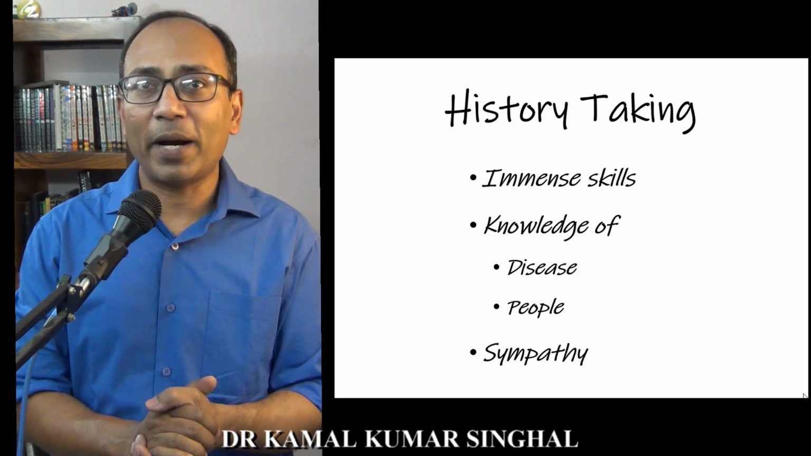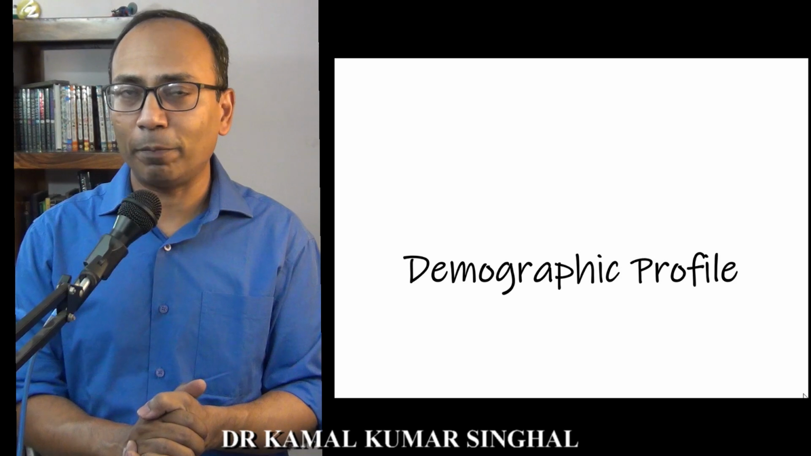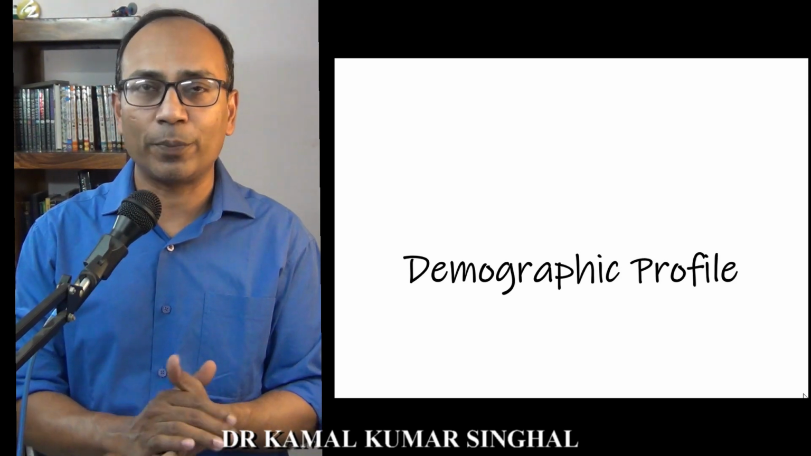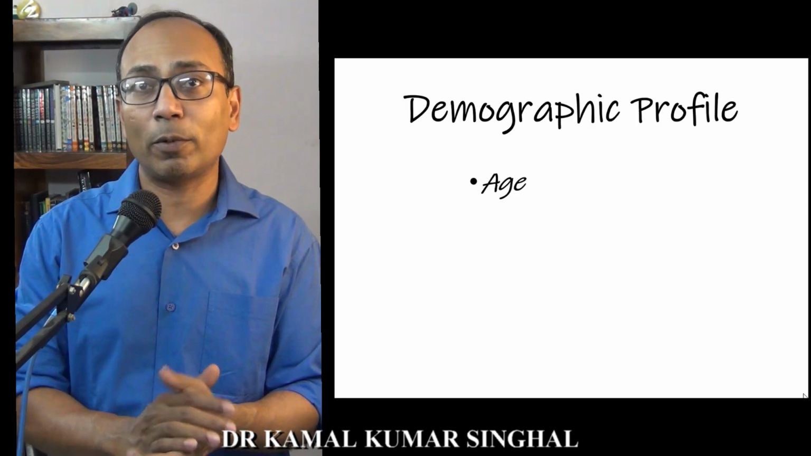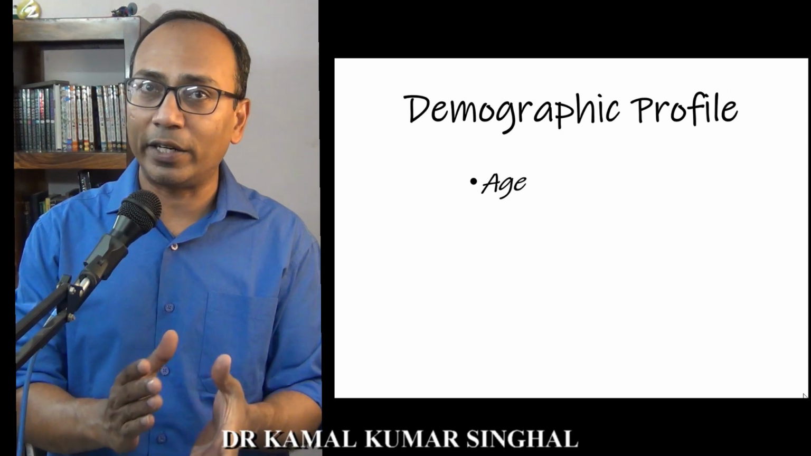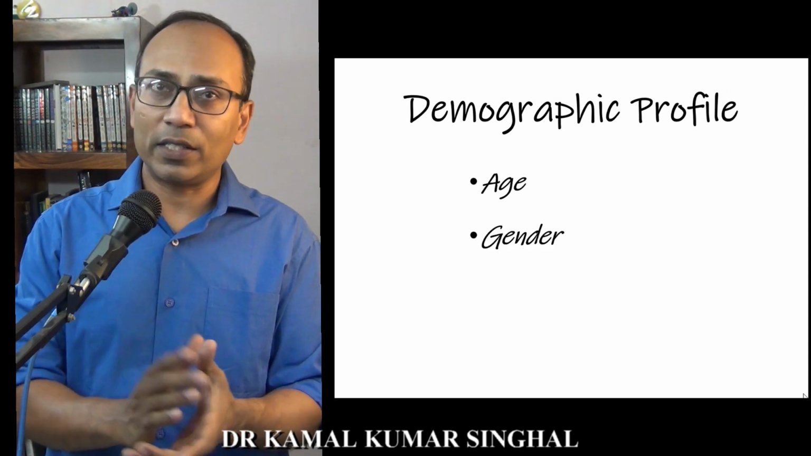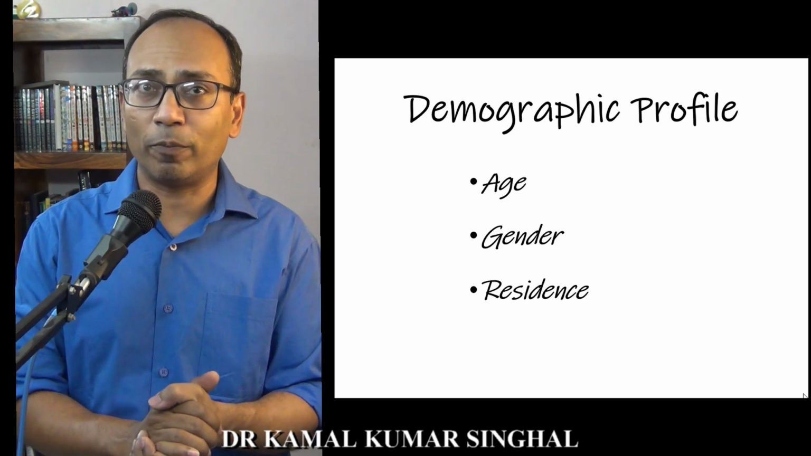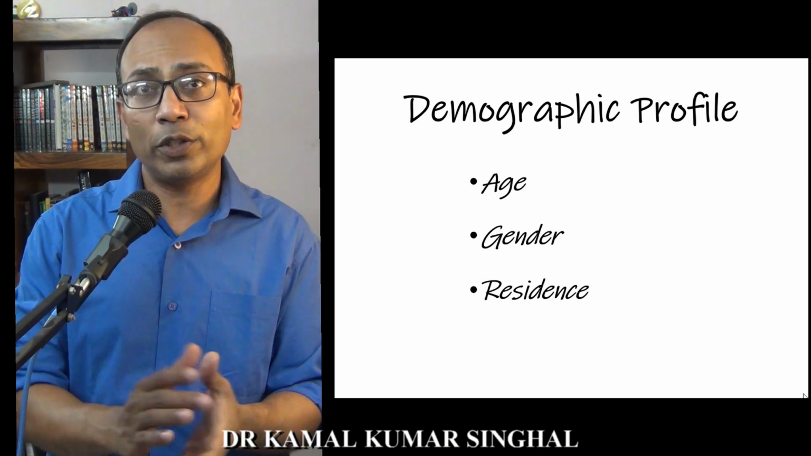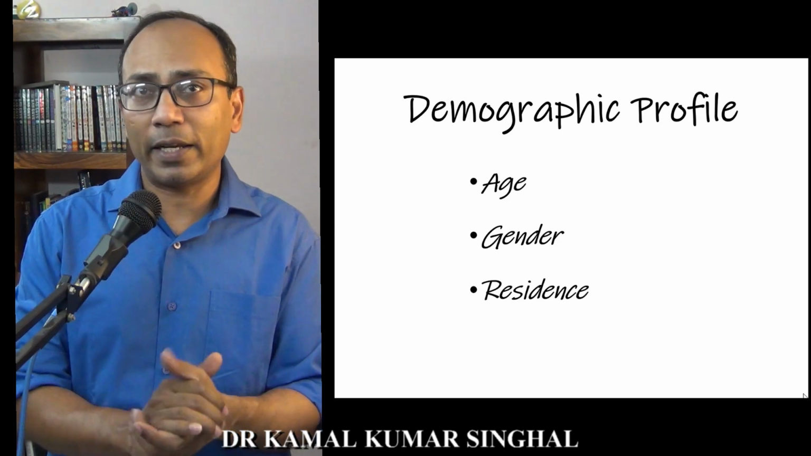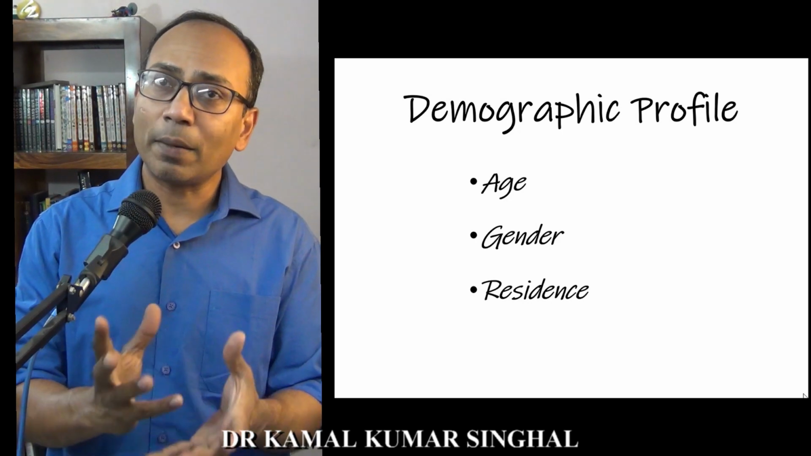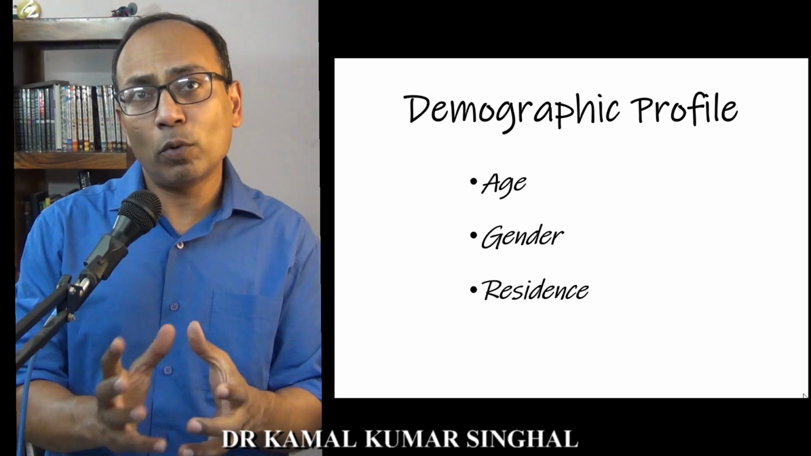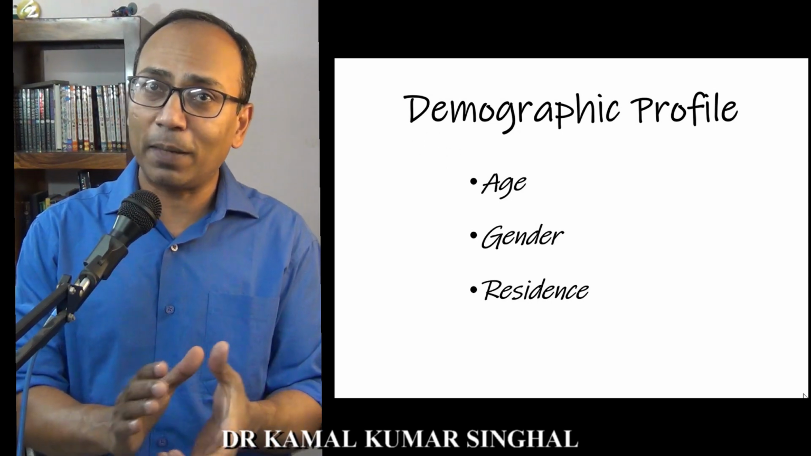Begin history taking by evaluating the demographic profile of patient. For this, you have to ask age. In a small child, you will have to ask about date of birth also. You have to ask gender and the residence. Now, there are some diseases which are more prevalent in a particular age group. For example, in children beyond 2 years of age, bronchiolitis will not be a likely possibility. Similarly, some inherited disorders are more common in a particular gender. So gender helps in that way.